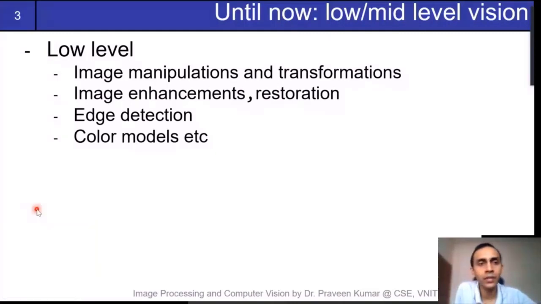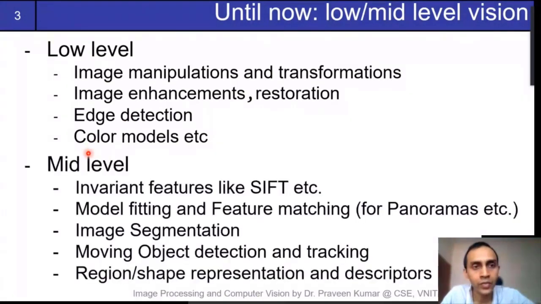In low-level processing, we had discussed very simple image manipulations from pixel level to transforming images spatially and geometrically. We have seen the methods for image enhancement, restoration, noise removal, etc. We had seen edge detection, which are low-level features from images, and we also discussed different color models to extract color information and so on.